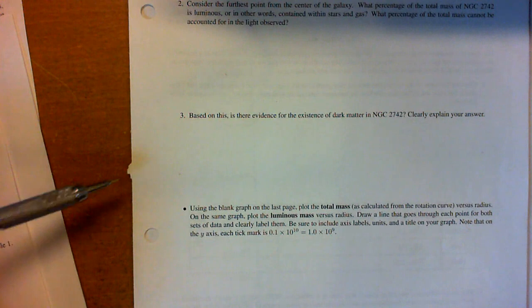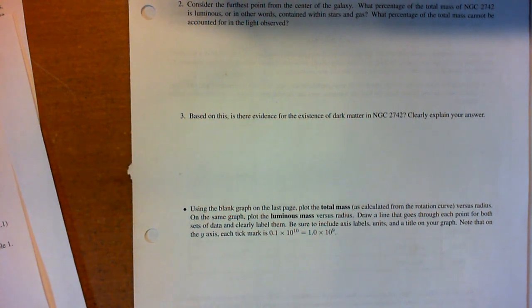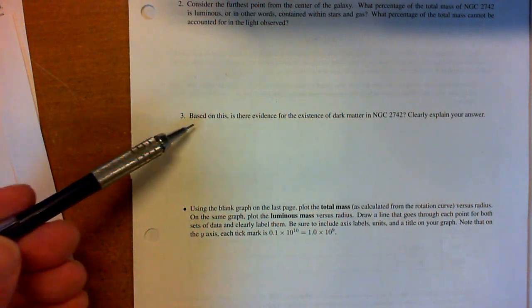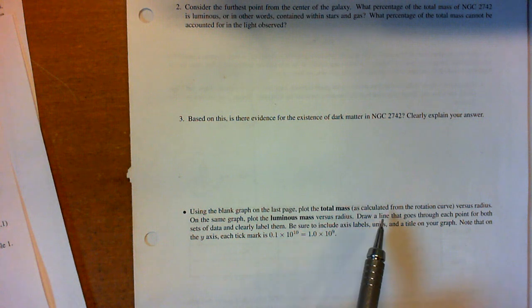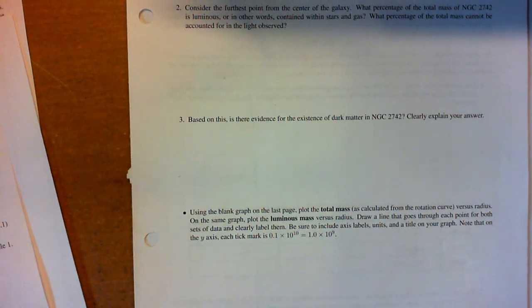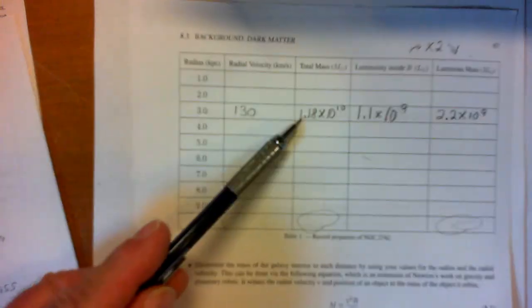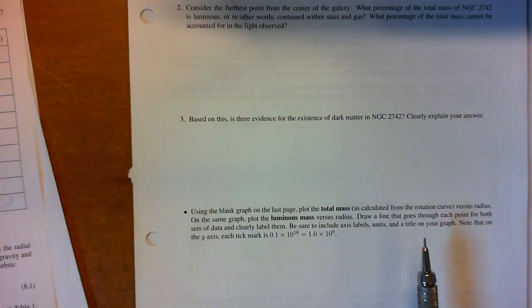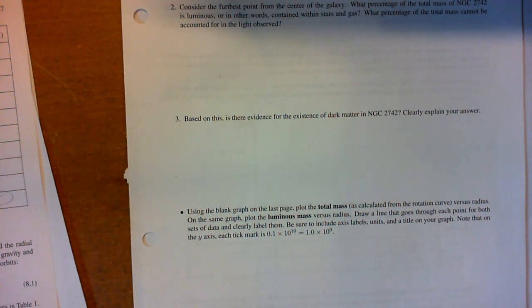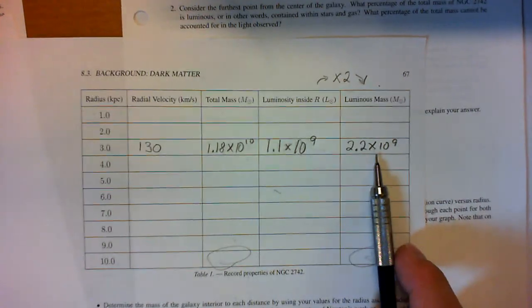Based on this, number 3, is there evidence for the existence of dark matter in NGC 2742? Clearly explain your answer. I'll let you do that on your own. Using the blank graph on the last page, plot the total mass as calculated from the rotation curve. So that's total mass here in that second column, or is it the third column actually, sorry. This column here, total mass versus radius. And then do the same for the luminous mass versus radius. The luminous mass is in this column here.